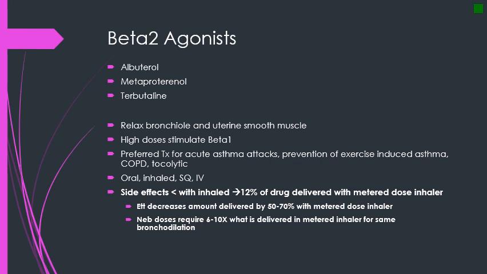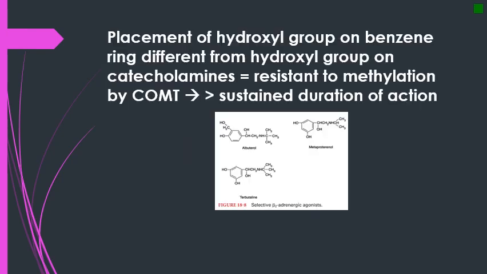Your side effects are the least with the inhaled route, because only about 12% of the drug is actually delivered with those metered dose inhalers. And when you have an ET tube in place, you can decrease that dose by half to 70%. So you really need to give about 6 to 10 times what a typical patient that's awake and inhaling would use whenever you've got a patient that's intubated to produce that bronchodilation. And this is just another visual representation to help you understand those hydroxyl groups on that benzene ring.